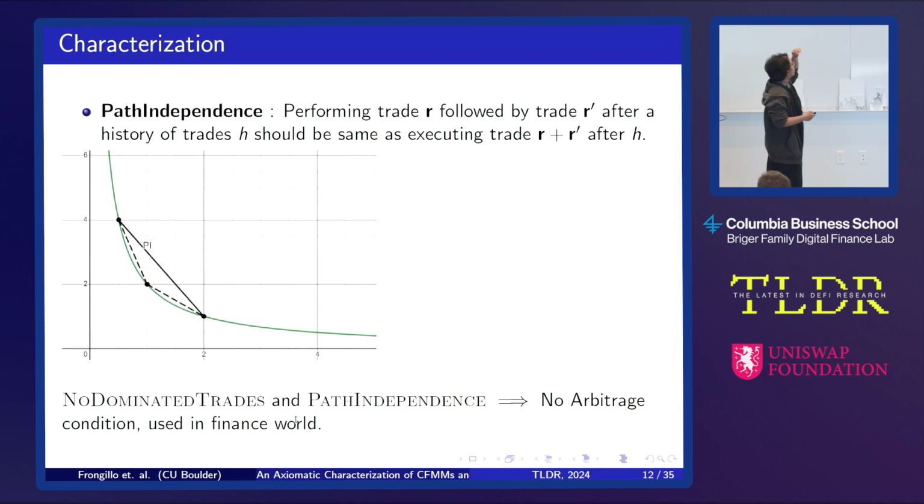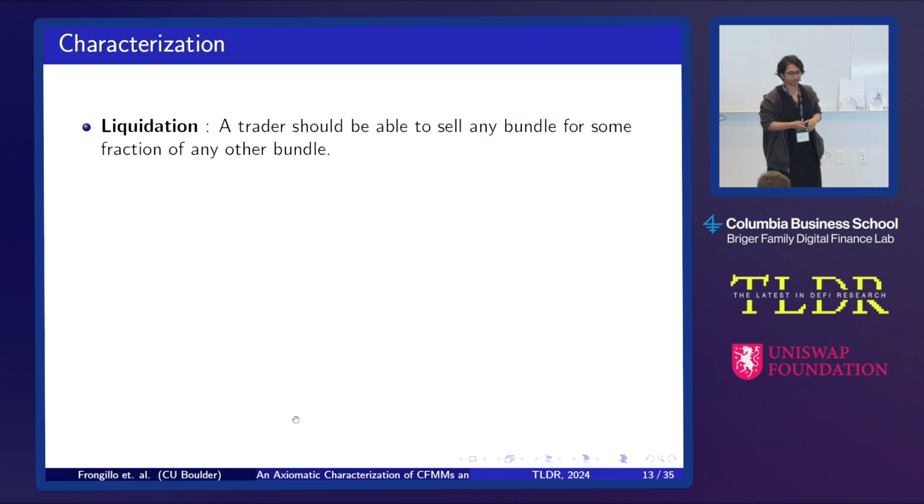So we show that no dominated trades and path independence put together give the no arbitrage condition that hopefully some of you are familiar with. It's not very important for this talk. The third axiom is called liquidation. It says that a trader should be able to buy or sell any bundle for some fraction of any other bundle. This just encourages better market functionality when a market maker is able to trade anything for anything.